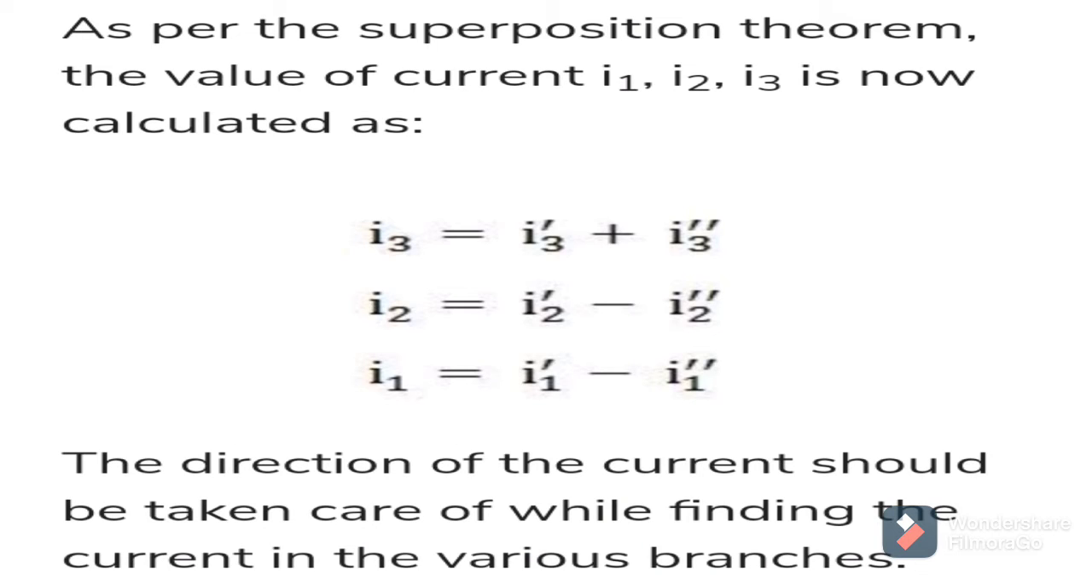As per the superposition theorem, the values of currents I1, I2, I3 are now calculated. That is, I3 is equal to I3 dash plus I3 double dash, I2 is equal to I2 dash minus I2 double dash, I1 is equal to I1 dash minus I1 double dash. The direction of the current should be taken care of while finding the current in the various branches.